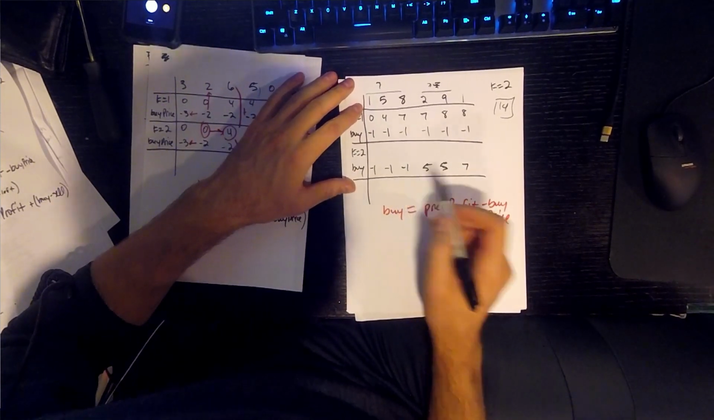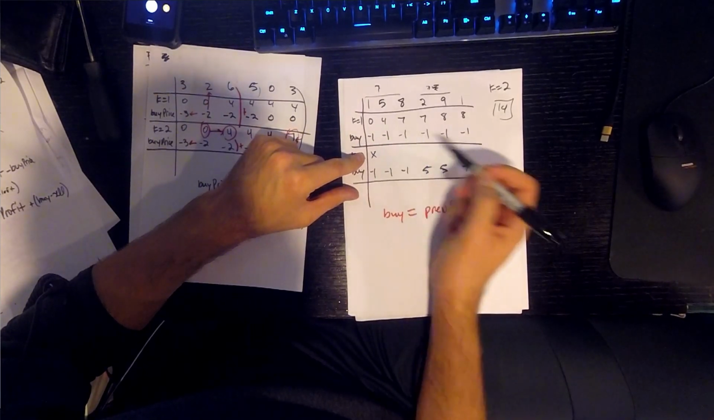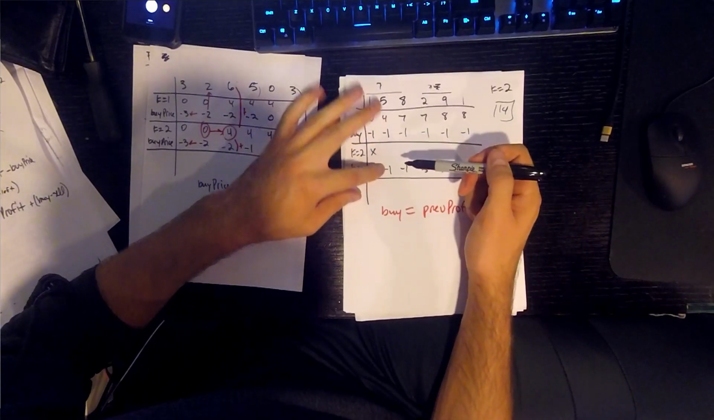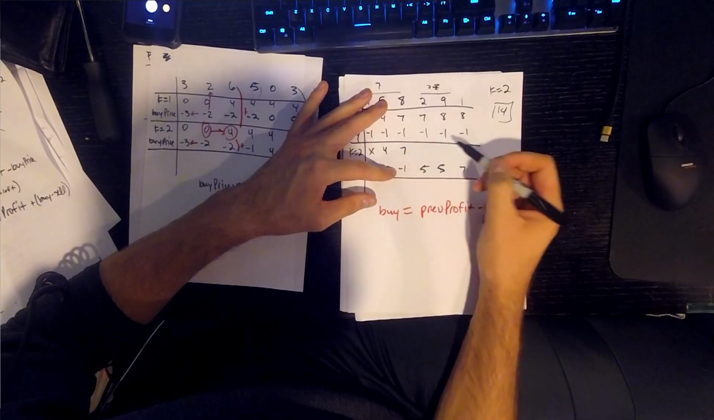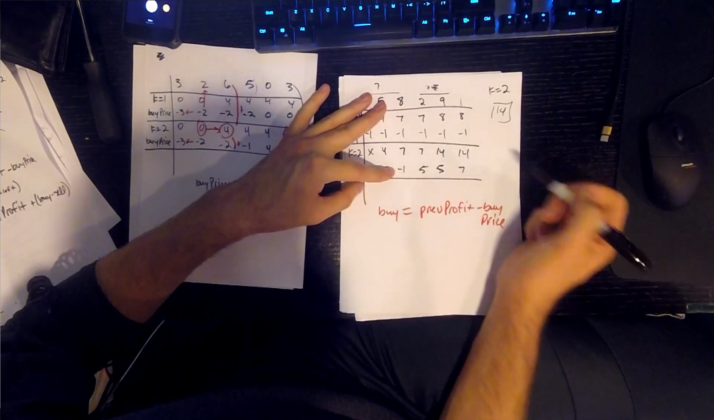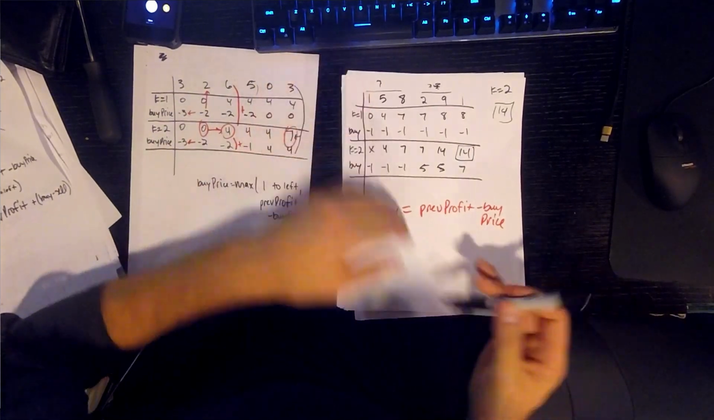Now we calculate max profit. So the first one will be 0, or nothing. And then we'll say, okay, what's greater, this plus this or this value? It looks like it's going to be 4, 7, 7, 14, and then 14. And that's our answer.